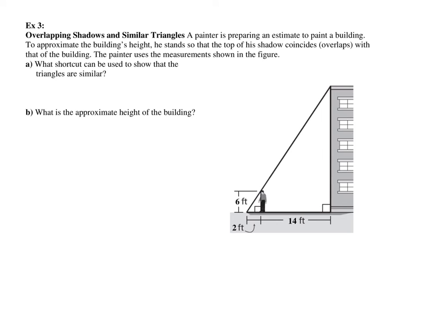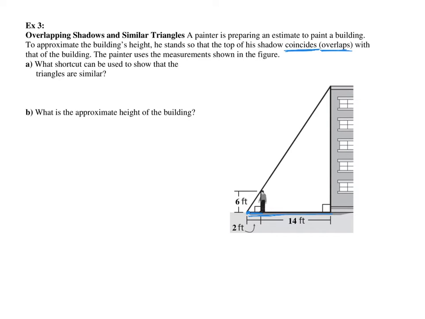All right, next example, overlapping shadows and similar triangles. All right, a painter is preparing an estimate to paint a building. To approximate the building's height, he stands so that the top of his shadow coincides, which means overlaps, with that of the building. So here he has this shadow, and then here's the shadow of the building. And so he's stopping right where the shadow for his head meets the top of the building shadow. All right, now the painter uses the measurements shown in the figure.